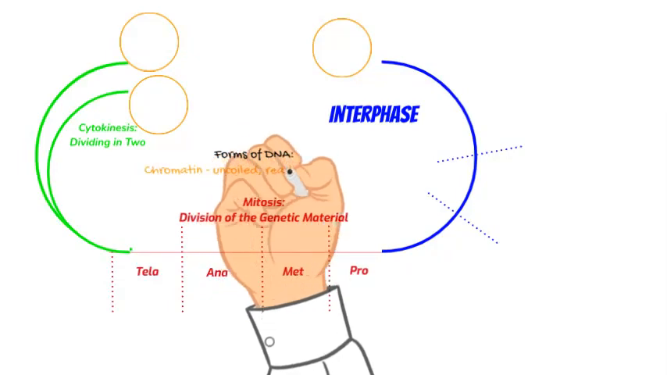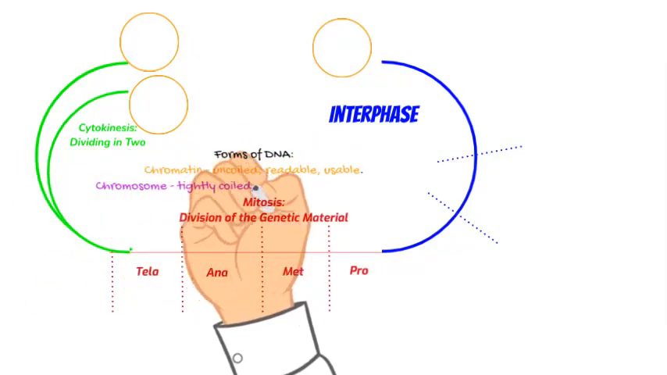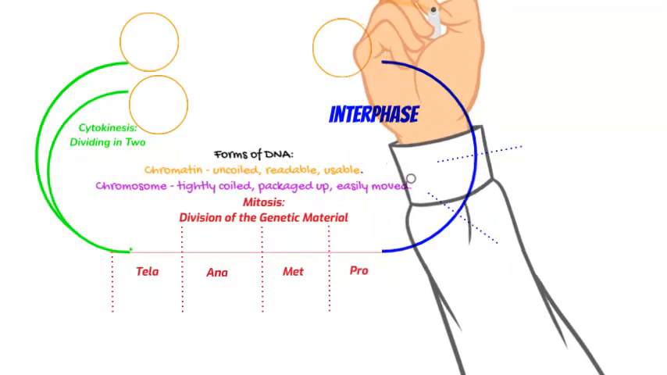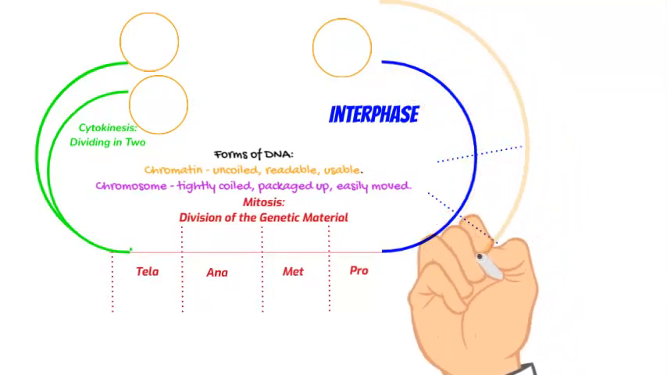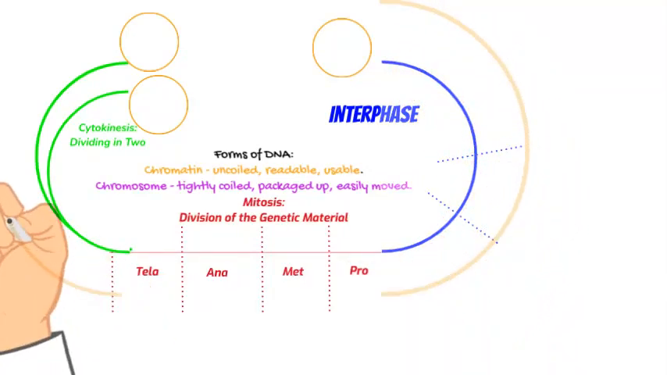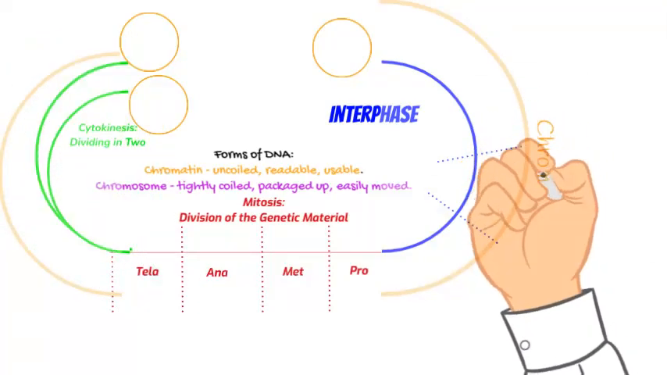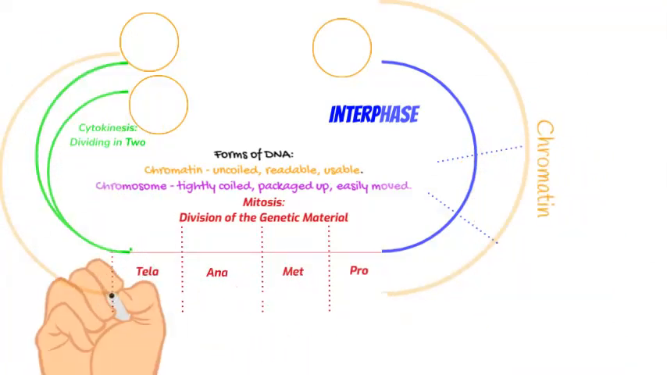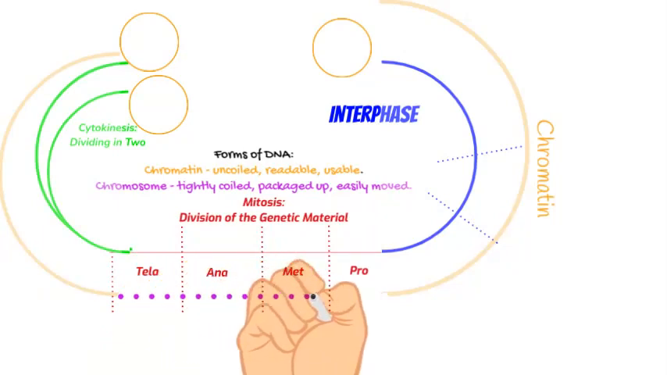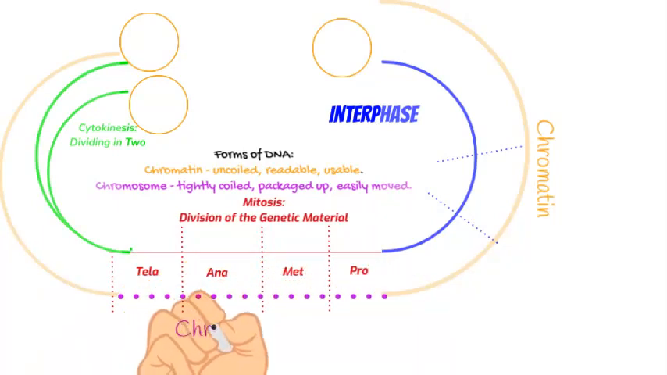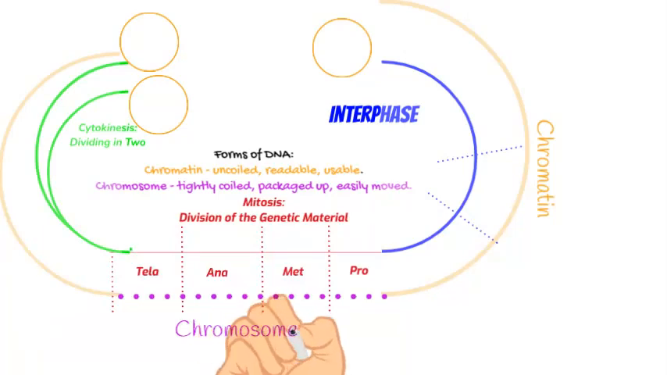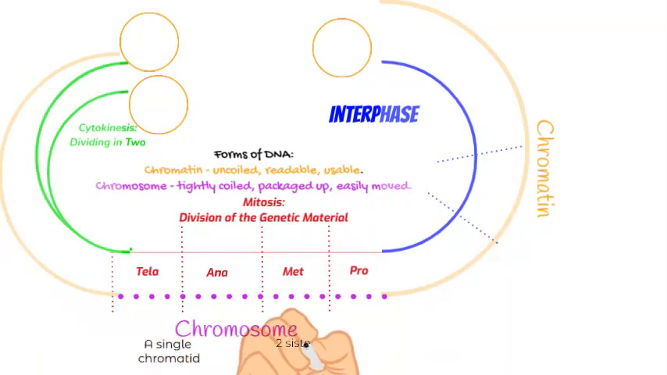The most important thing that the cell can pass on to its offspring are copies of the instructions to build everything, and those are found in DNA. DNA comes in two different forms: chromatin, which is uncoiled, readable, and usable, and chromosomes, which are tightly coiled up, packaged, and easy to move. But a chromosome has a different definition in metaphase and prophase than it does in anaphase and telophase. In anaphase and telophase, it is one sister chromatid, whereas in metaphase and prophase, it is two sister chromatids joined by a centromere.